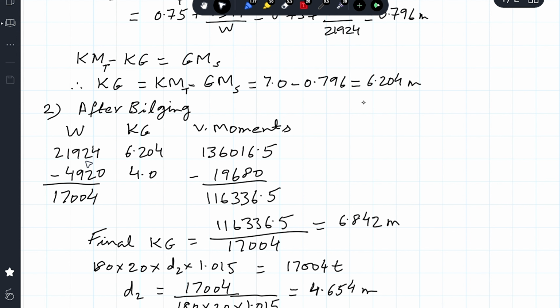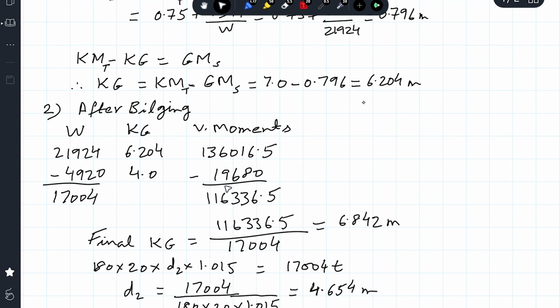So initially the displacement was 21924, and we found the initial KG 6.204, vertical moment W multiplied by KG. Then weight discharged: 4,920 tons of salt seawater is discharged from the ship. Its KG will be half of the sounding, because it's a rectangular tank. So half of the sounding is 8 meters. KG of this tank will be 4 meters.